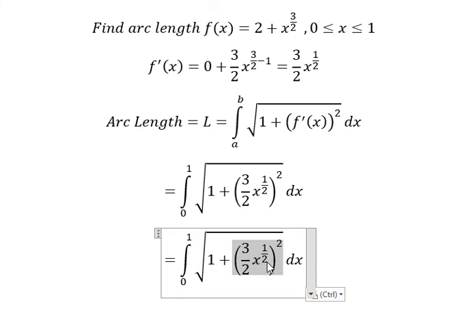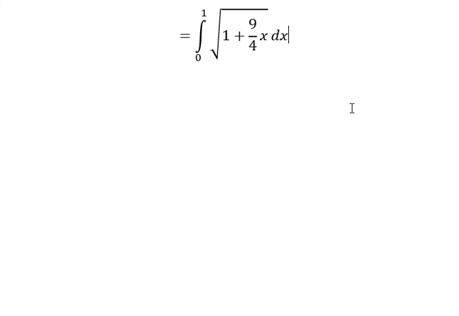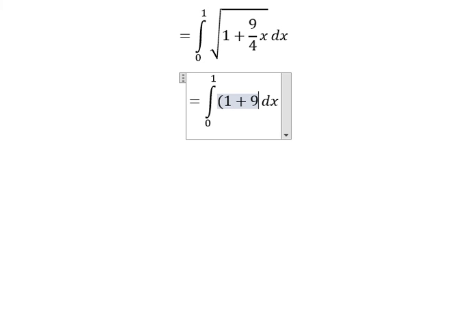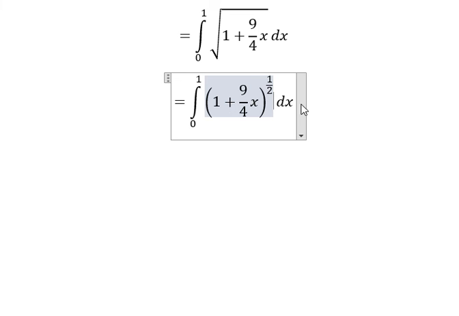This one we will have 9 over 4x. The square root represents 1 over 2. Now we have the formula in here.